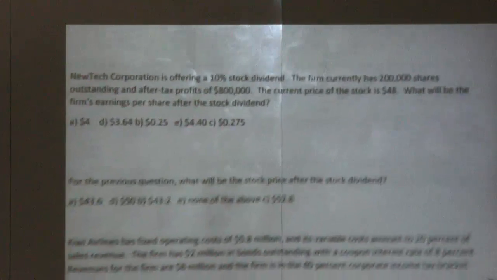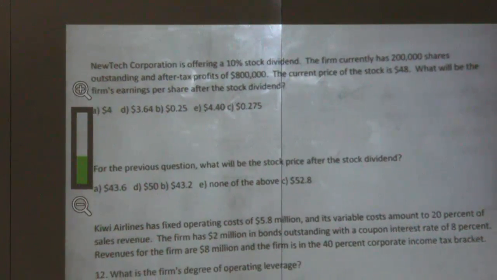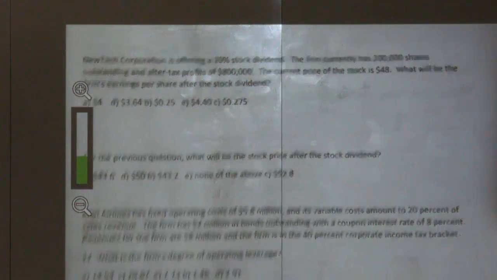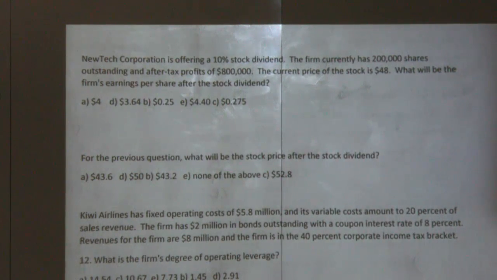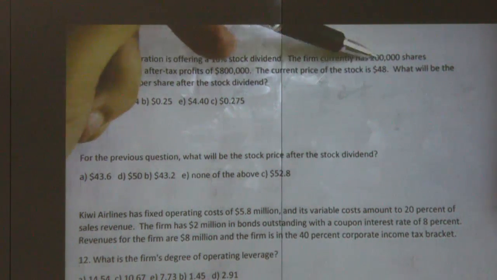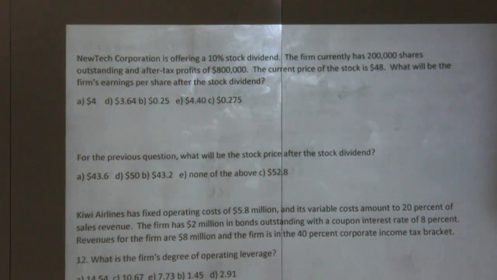All right, so more stock stuff. Tech is offering a 10% stock dividend. Now remember, stock dividends basically means you're going to be increasing your number of shares. So if we have a 10% stock dividend, if we have currently 200, we're just going to multiply that by 1.10, and that's going to give us our new shares.